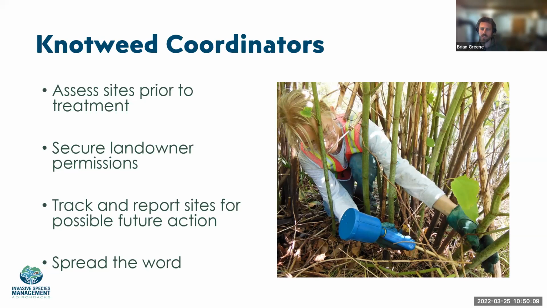And then APIP hires a professional contractor to go out and do the treatment to reduce or eliminate the Japanese knotweed. And then the volunteers help us track and report sites for possible future actions and to help spread the word to their communities. In 2021, we had 9 volunteers participate. They got permissions for 85 different private and municipal landowner sites, and our contractor was able to treat 117 sites.